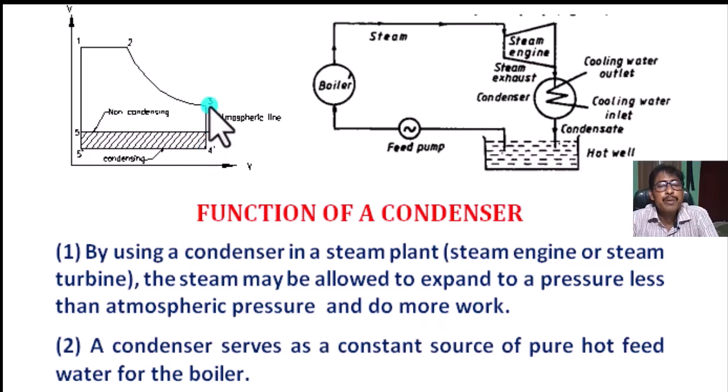Here, steam expands 2 to 3 in a polytropic process. There steam pressure suddenly drops when steam exits from the steam engine or steam turbine. Pressure drops 3 to 4 dash. Steam here expands below atmospheric pressure and does more work.